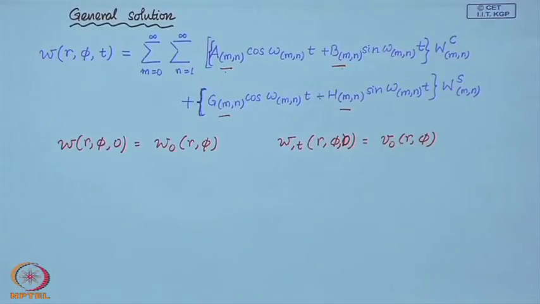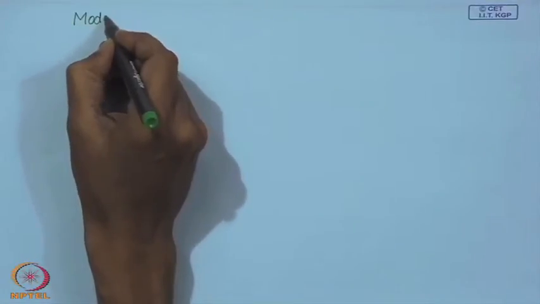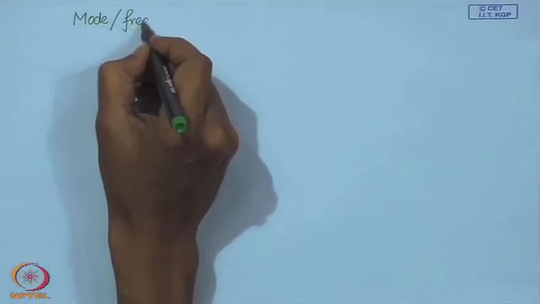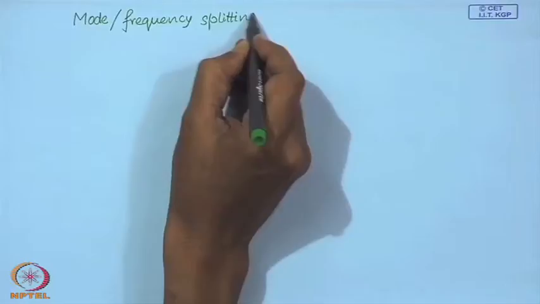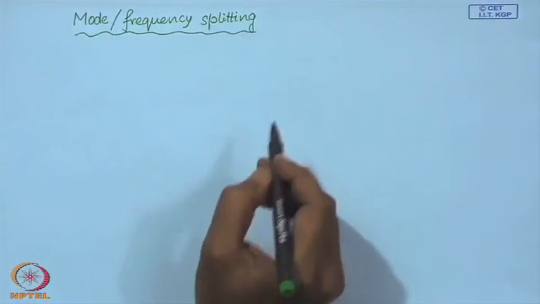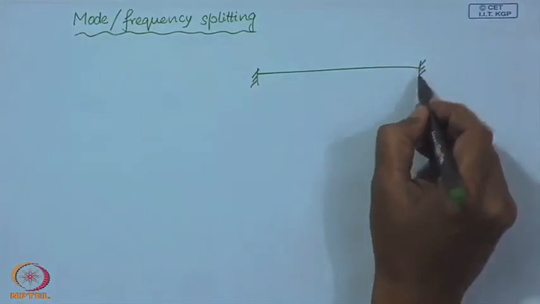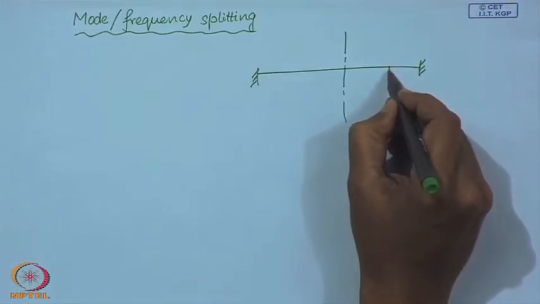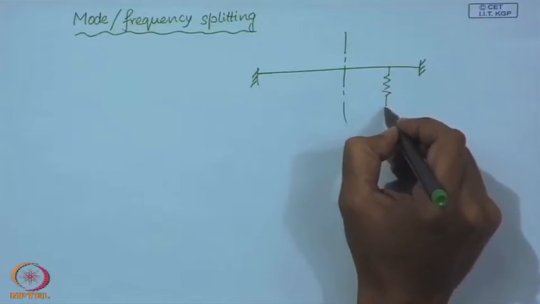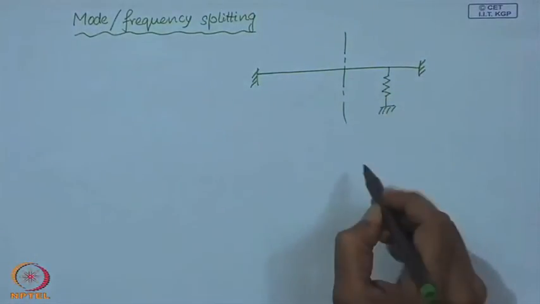Now, let us look at an interesting property which comes because of this modal degeneracy, which is called mode splitting or frequency splitting. So, if you consider a circular membrane and you put an external interaction, in this case I have put a spring.